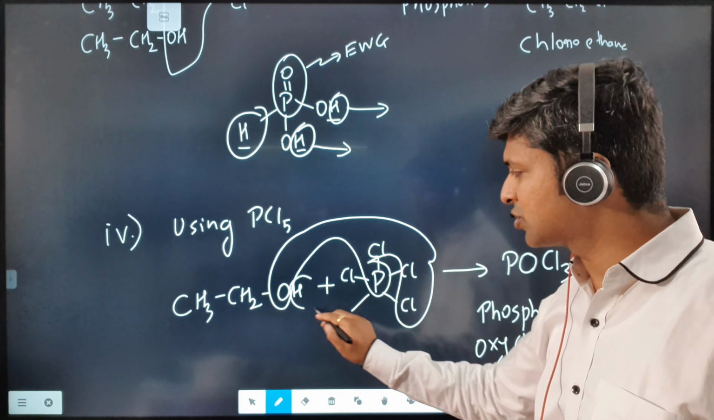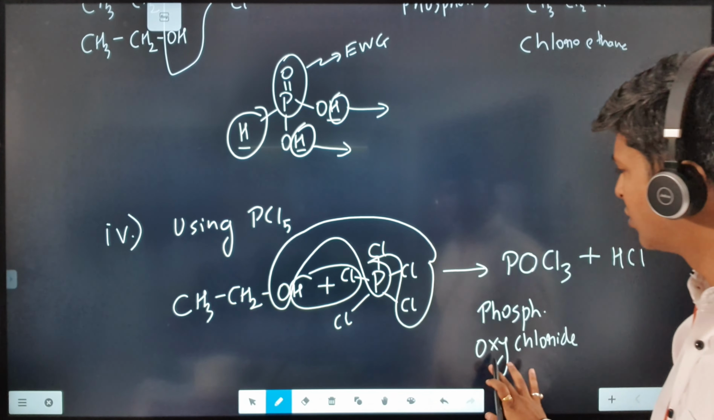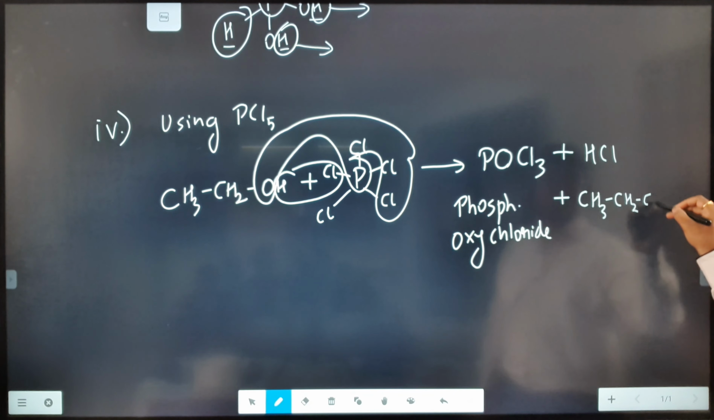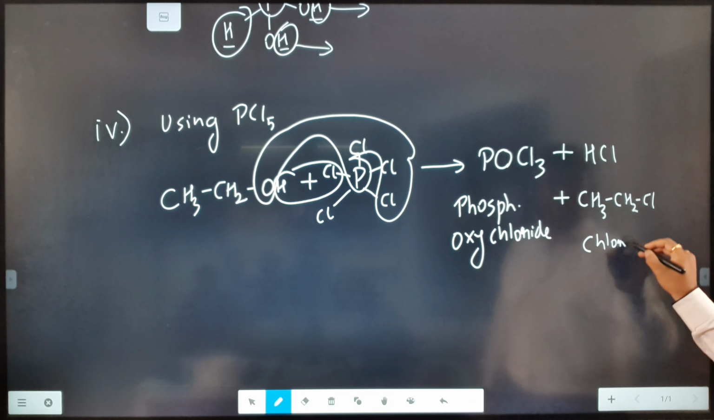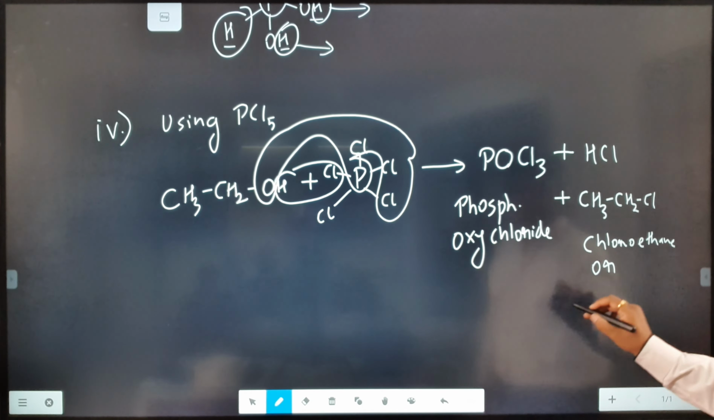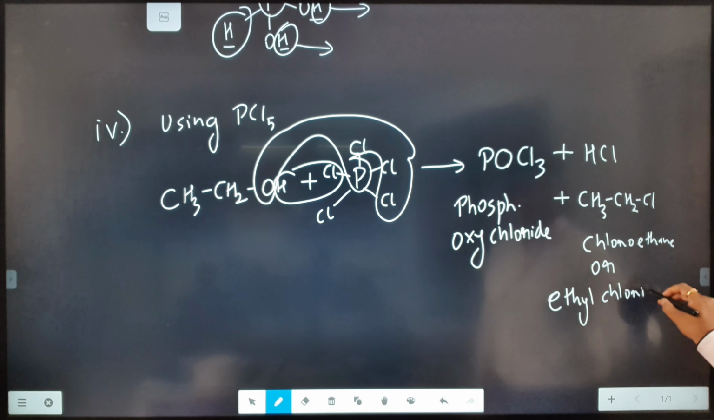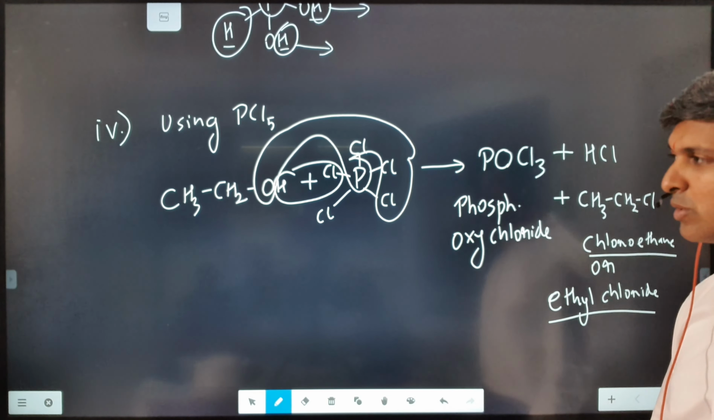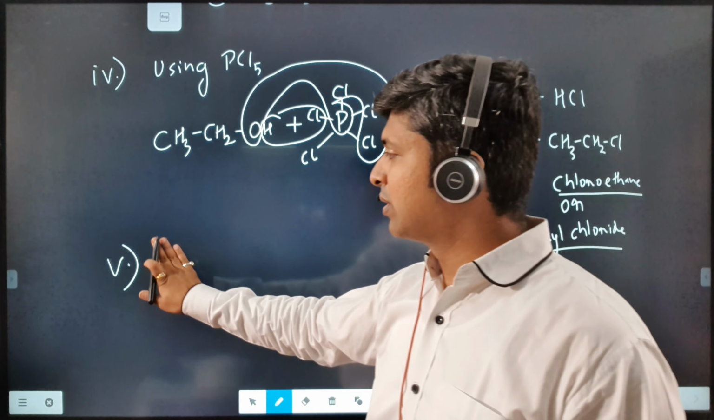The remaining 2 Cl, so 1 H and Cl will combine over here, so you get another byproduct, that's HCl, and the one more Cl will get attached to the alkyl group, giving us haloalkane. That's what we desire in this particular method. CH3CH2Cl, we are doing preparation of haloalkane, we get a haloalkane. Which haloalkane have we got? We've got chloroethane, and the common name is ethyl chloride. IUPAC name, chloroethane, common name ethyl chloride. So this one was using PCl5. Now, there were only 4 sub methods, right?